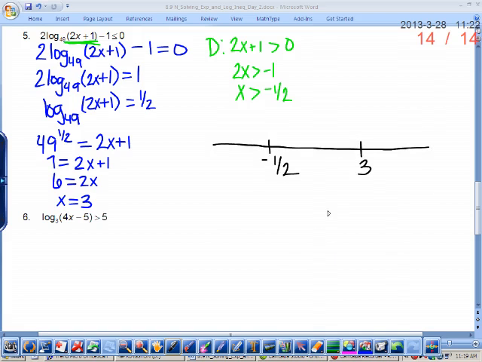-1/2 is going to have what kind of circle? Open. And which side are we concerned with? Right. To the right. What about 3? Closed.